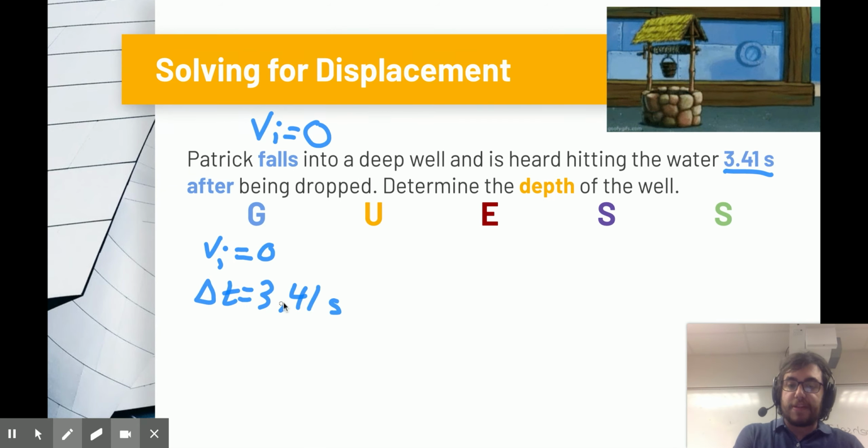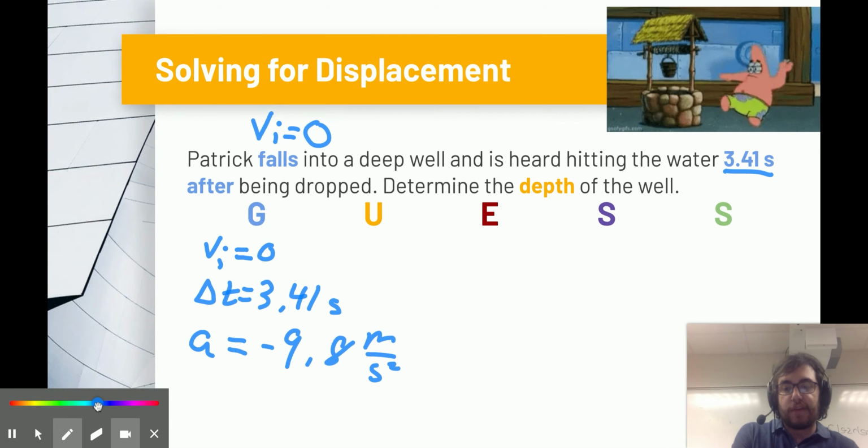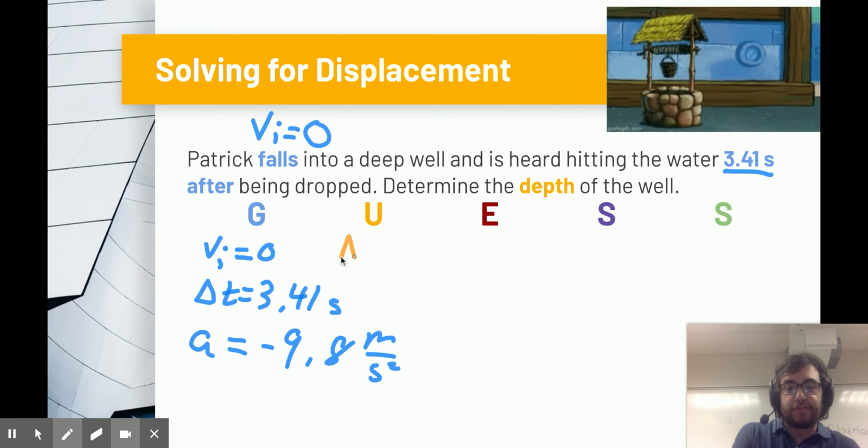There's one other key piece of information that we can assume is true, unless otherwise told. Acceleration is equal to negative 9.8. The reason I'm going to say it's negative 9.8 is because that's the acceleration due to gravity on Earth. And Patrick, while it may be a fictional character, it is happening on Earth.